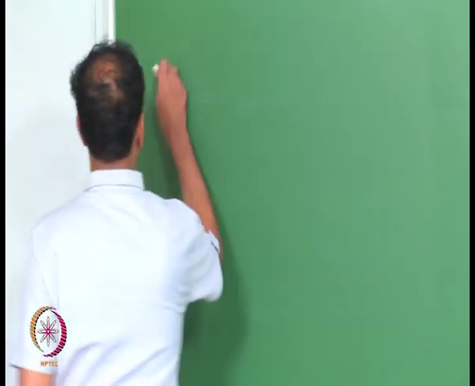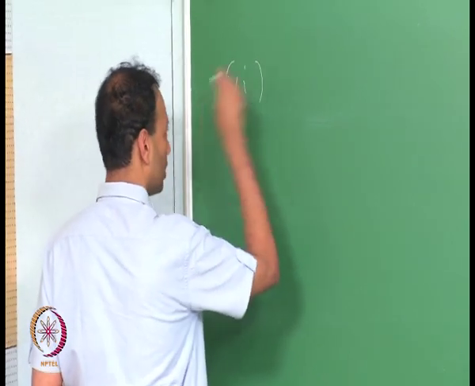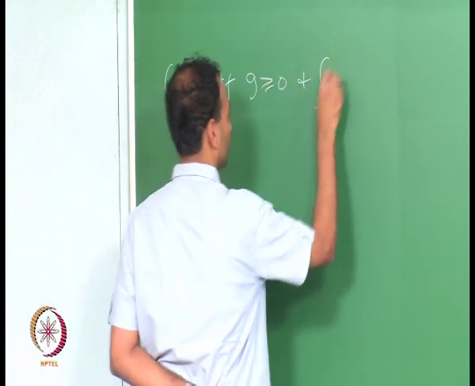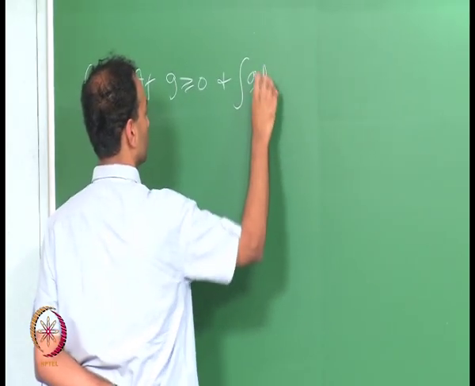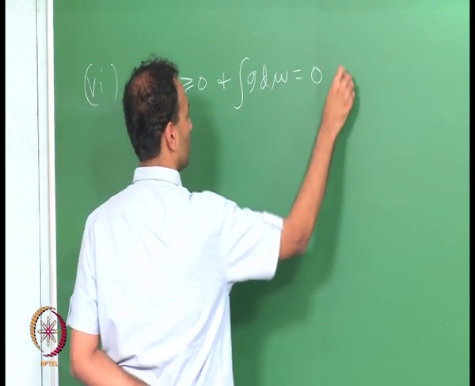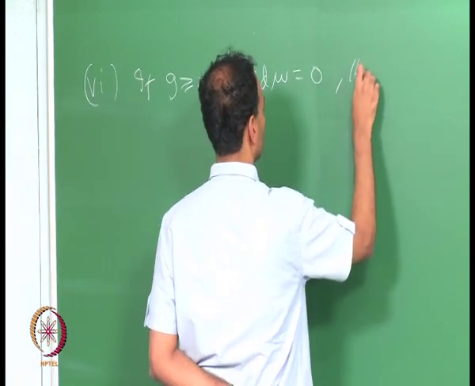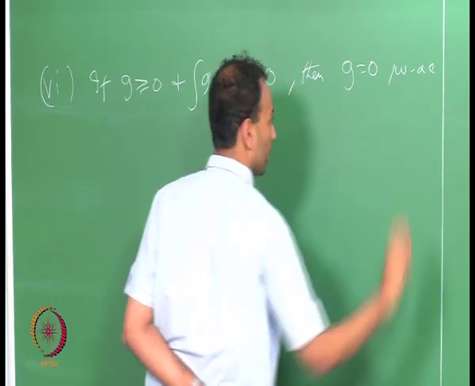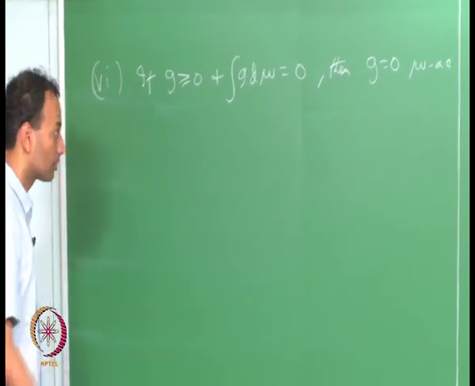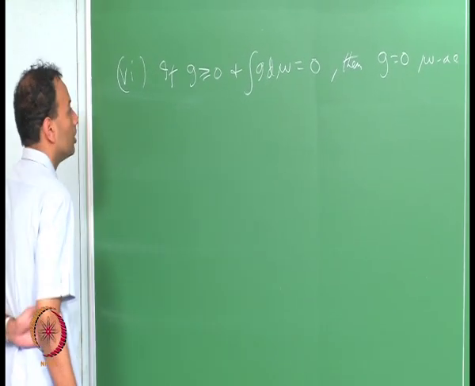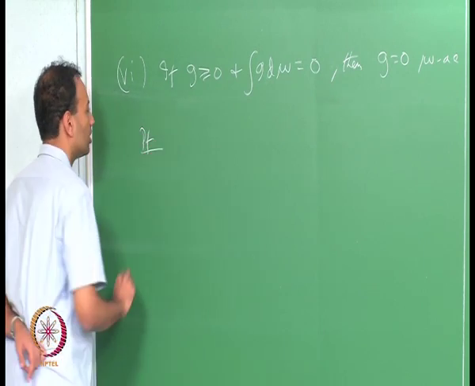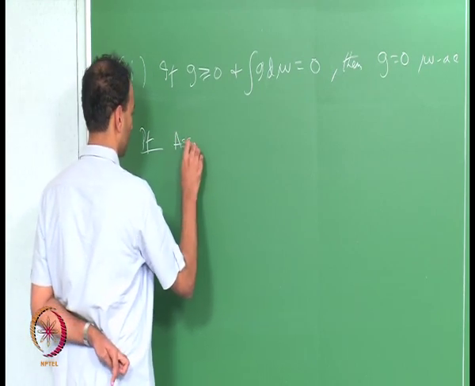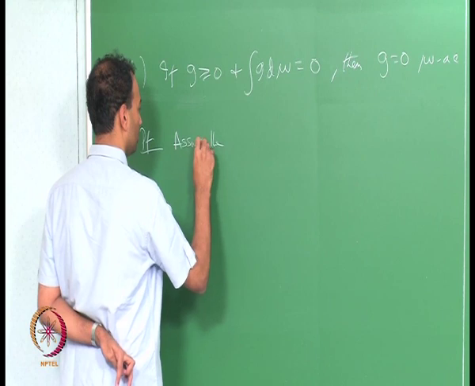I think we were discussing property number 6, which said that if g is non-negative and integral g d mu equals 0, then g equals 0 mu almost everywhere, right. This is the property we were discussing. So, the proof of this is as follows. Assume the contrary.